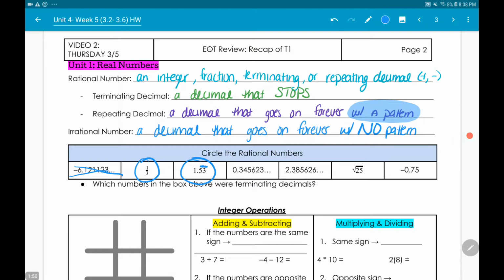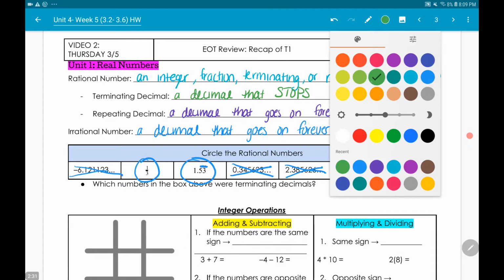All right, 0.34563, blah, blah, blah. I see no pattern. Not rational. 2.38566, blah, blah, blah. No pattern to me either there. So it is irrational. Now the next one, square root of 25. If we put that into our calculator, we get 5. 5 is an integer. Integers are rational. And the last one, negative 0.75. And it stops right there. So it's terminating, and terminating decimals are rational.